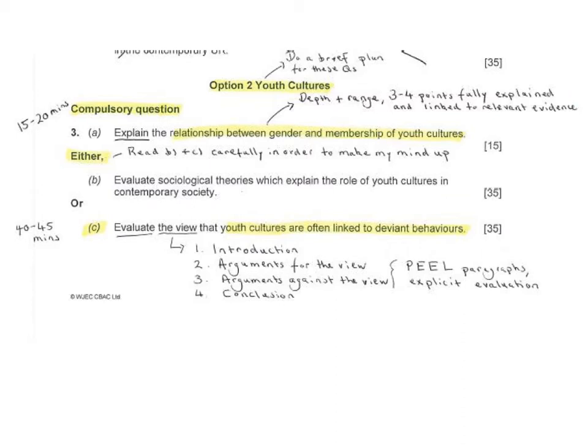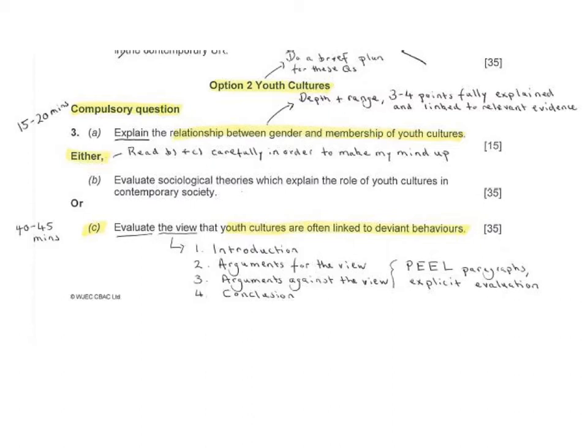Then we've got the 35-mark question, and you can see here with this instruction, either or, you've got a choice. So read both of these questions carefully in order to make your mind up about which of the questions that you want to do.